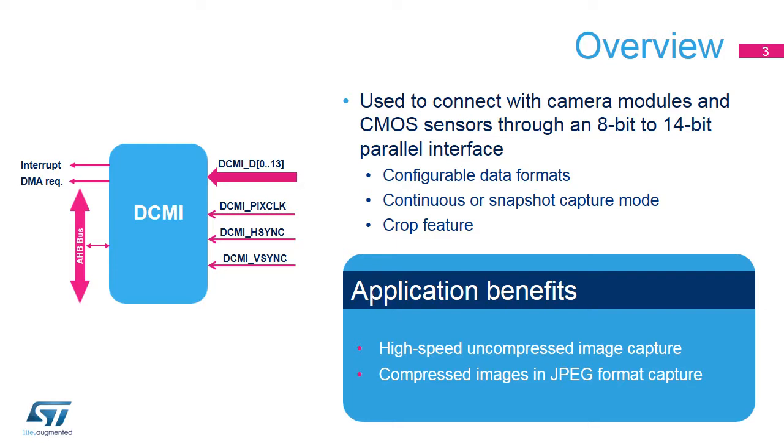The DCMI allows you to perform continuous grabbing. This process starts on application request and continues until the capture bit is cleared. Alternatively, snapshot mode allows you to capture a single frame upon an application request. With the crop feature, the camera interface can cut and store a rectangular portion of the received image.